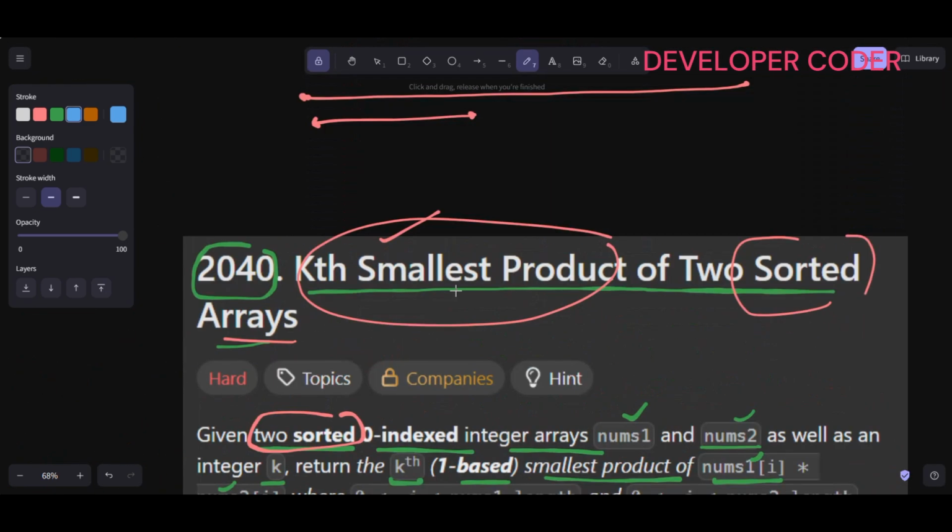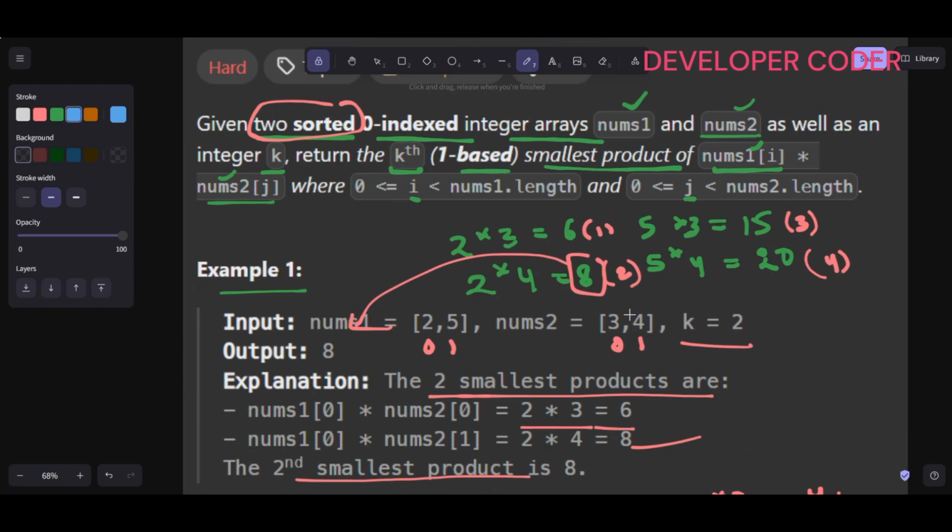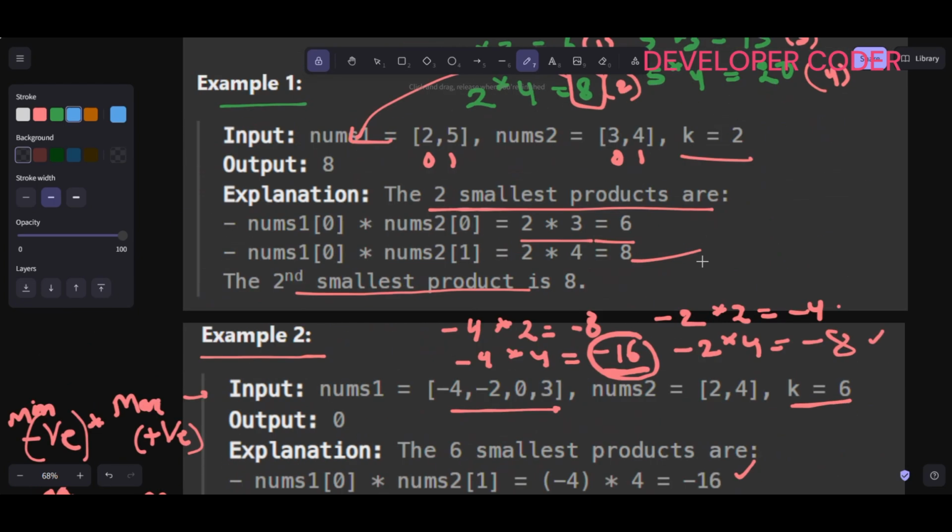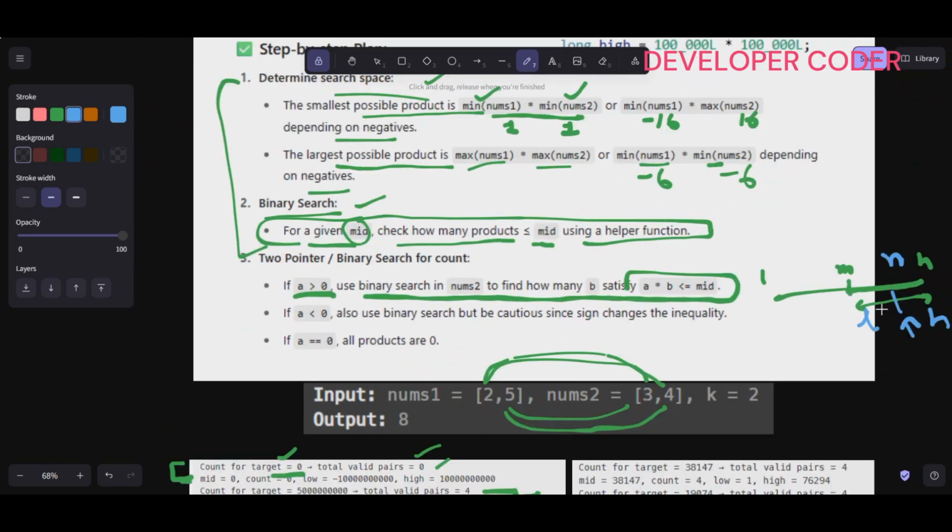Here if you see, kth smallest product. Smallest product we have to find. Kth smallest product of two sorted arrays. So here in this range answer is possible, but I have to find the smallest one. So here I'm going to set it to low, and next time this mid I'm going to set to high.